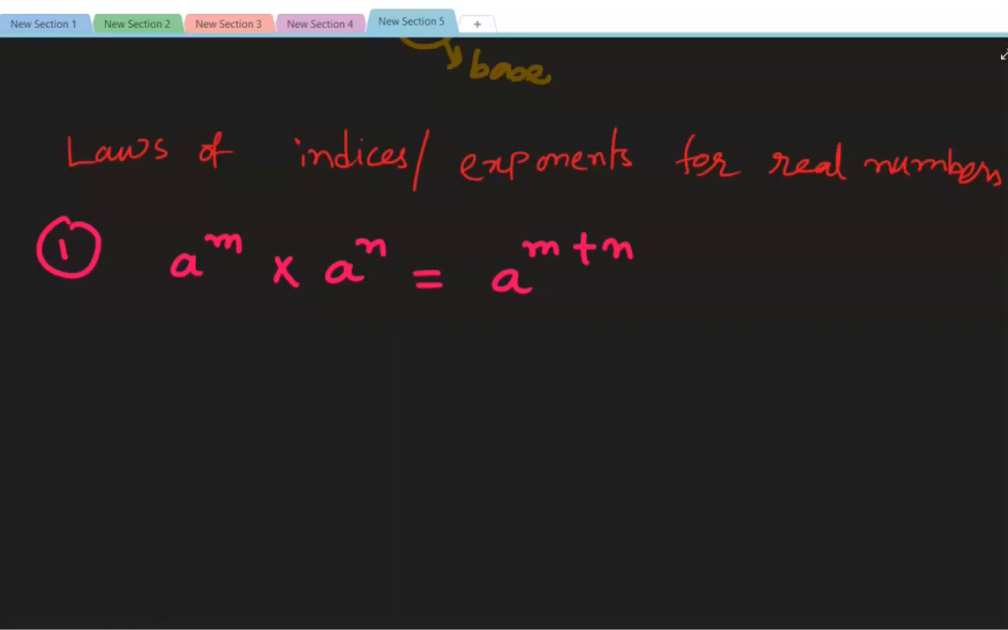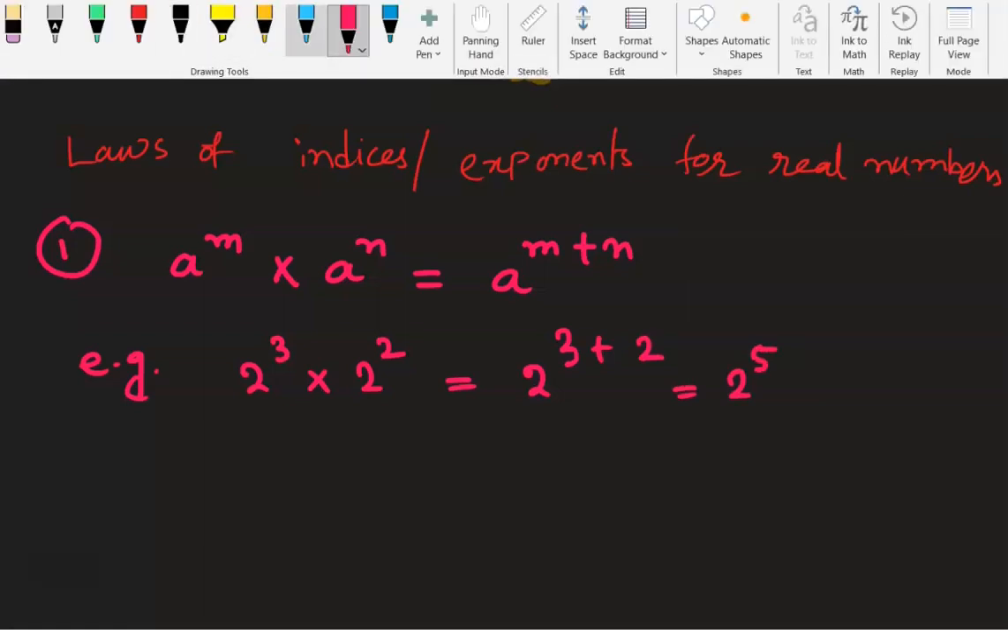So let's take an example. Suppose you have 2 to the power 3 into 2 to the power 2. So using this formula, it will be 2 to the power 3 plus 2. So we get 2 to the power 5. So can you prove this? Yes, we can prove this.